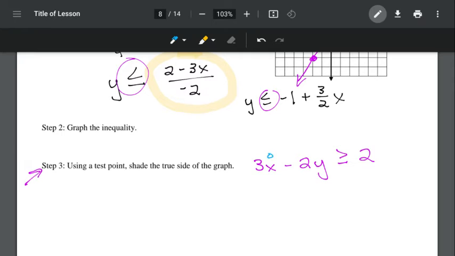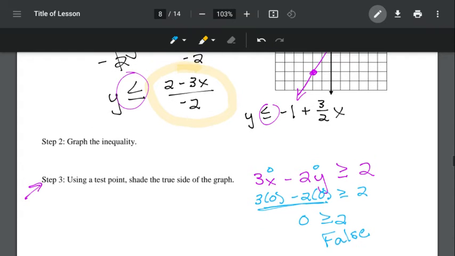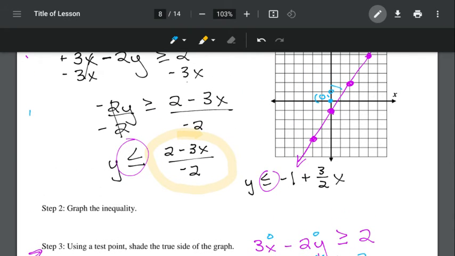So I'm going to plug a 0 in for x and a 0 in for y. 3 times 0 minus 2 times 0 greater than or equal to 2. So if you evaluate this or put it in your calculator, you get 0. Well, this is false. 0 is not bigger than or equal to 2. So let me go up here. Now, you don't have to label this, but this is the false side.